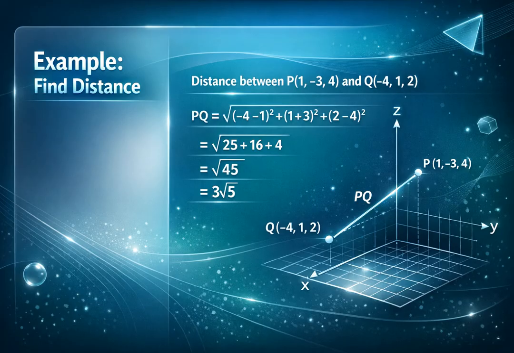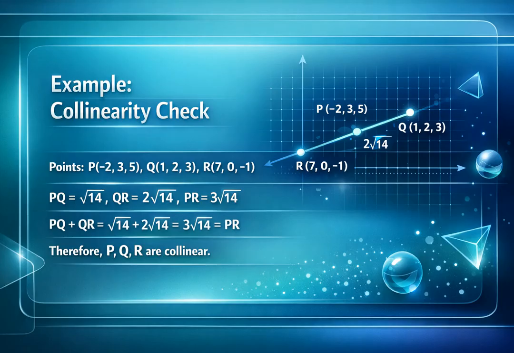Let's find the distance between P(1, -3, 4) and Q(-4, 1, 2). Using the formula, PQ equals the square root of (-4 - 1)² + (1 - (-3))² + (2 - 4)². That's the square root of (-5)² + 4² + (-2)², which equals the square root of 25 + 16 + 4, giving the square root of 45, or 3 times the square root of 5.